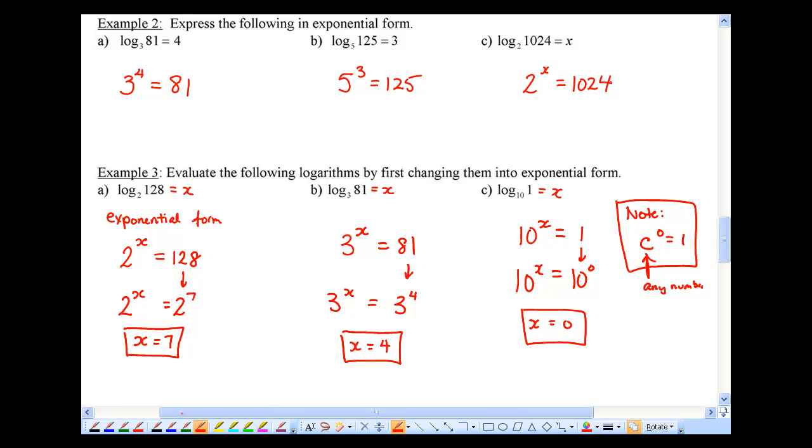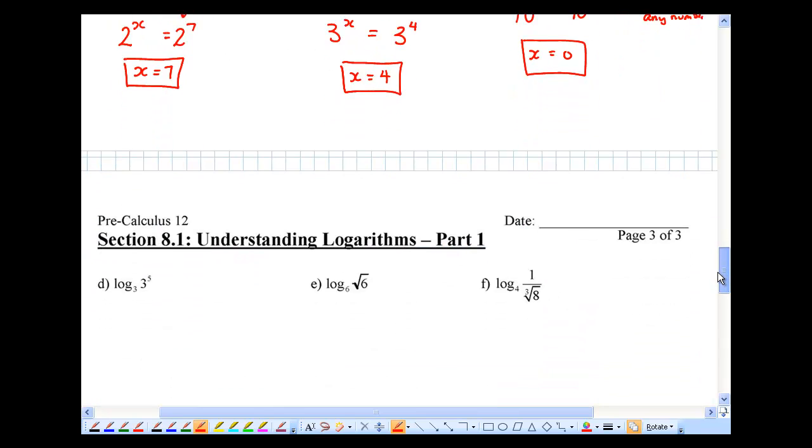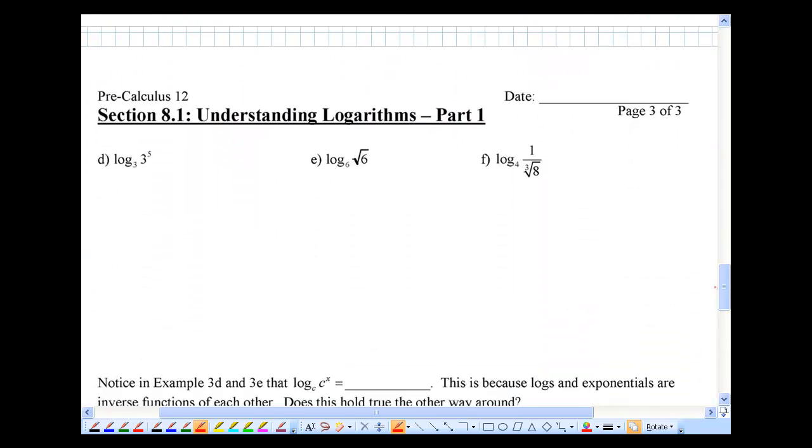Okay, I hope you got those answers. You feel good about it? Turn to the next page. Some more tricky ones. Same idea though. Let them all equal x. Same idea. Change them into exponential form. So my base here is 3. So 3 to the power x just equals that number. Well, that's kind of nice because it's already in exponential form for you. So, hey, x just equals 5. Wasn't that bad after all.